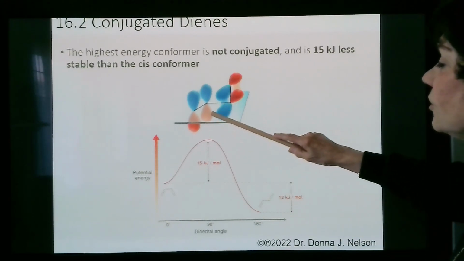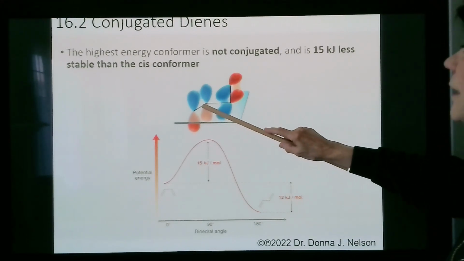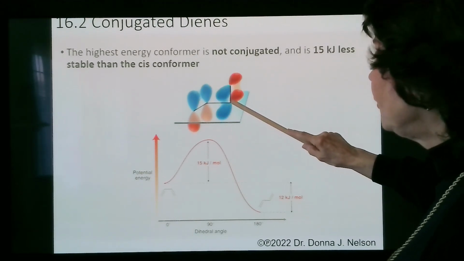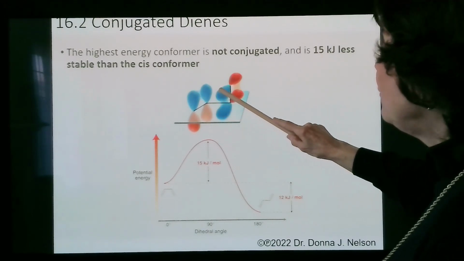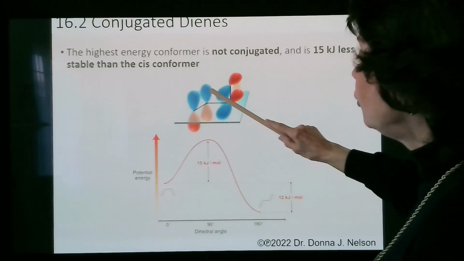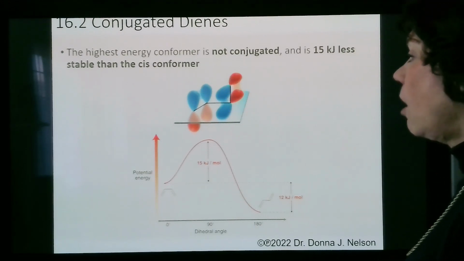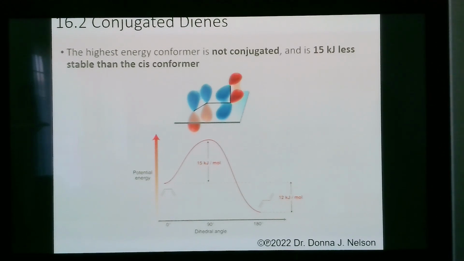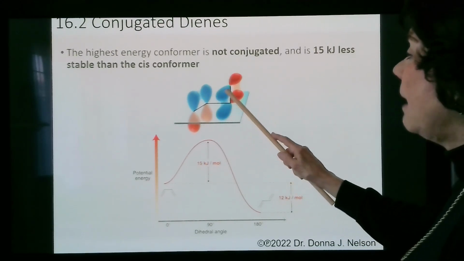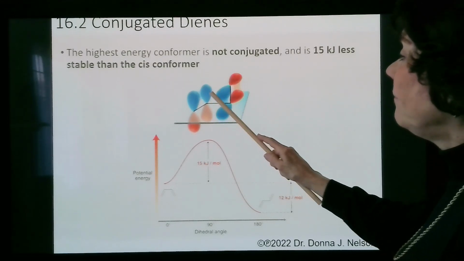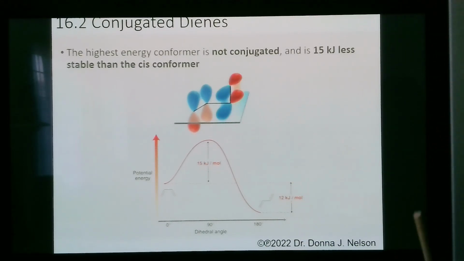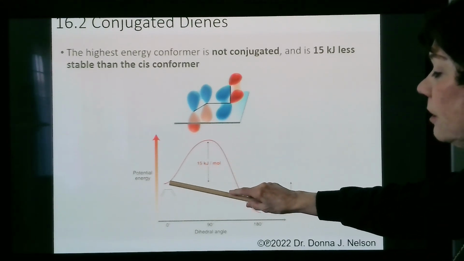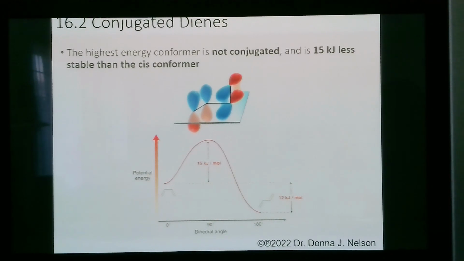This is not really clear, but it perhaps is good enough for you to be able to see that the conjugation, the overlap, has been lost. You still have the overlap between the individual pi bonds, but you do not have the overlap between the pi bonds to make it one system. And so that's why this is higher in energy than the cis or the trans.